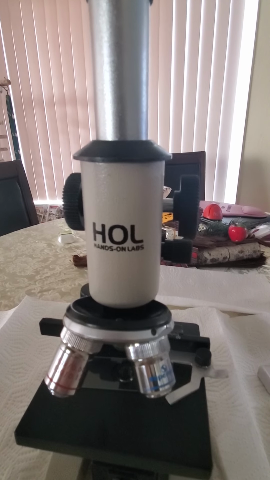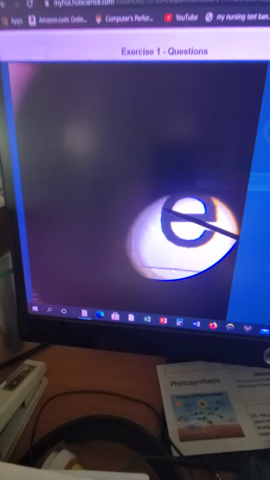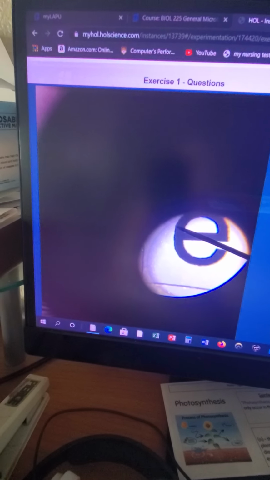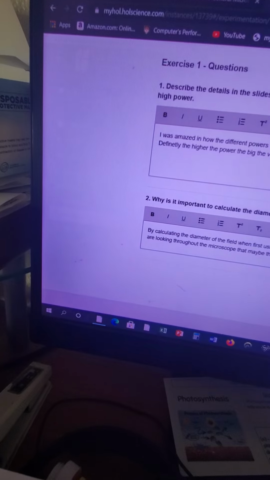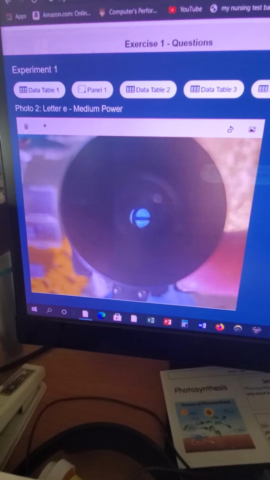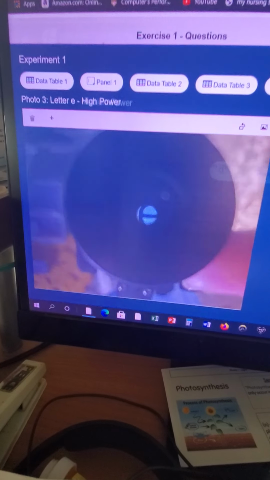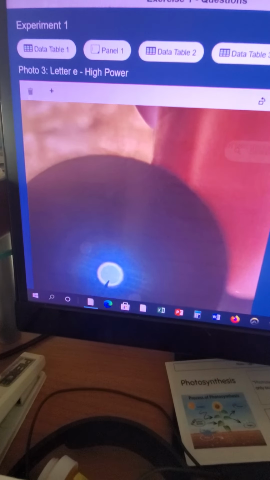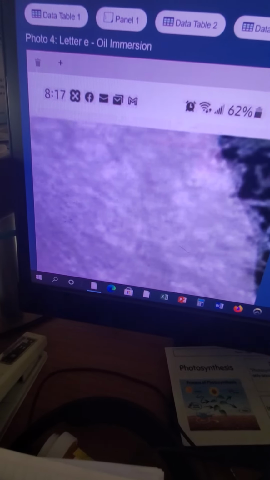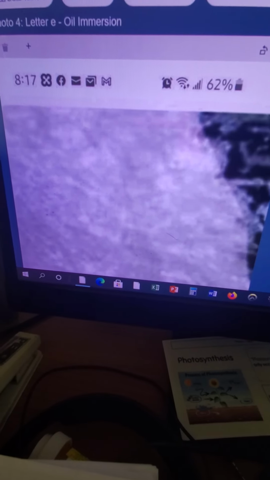So I took a couple of pictures. Let me show them to you. This one is the E at the 40. And then let me show you the next one. That is the E at the medium power. You can hardly see it when you're in the high power or even with the oil immersion. You see all the oil, but you don't really see anything there. So that is the E.